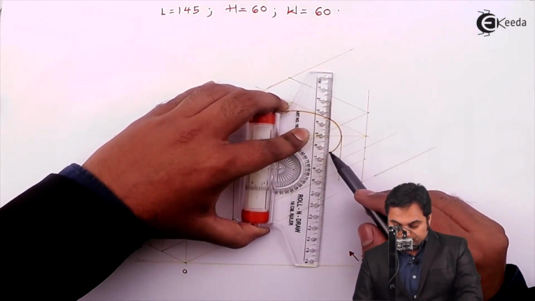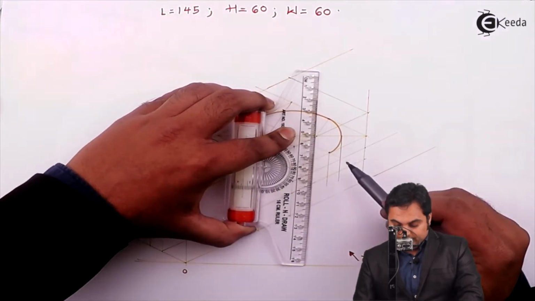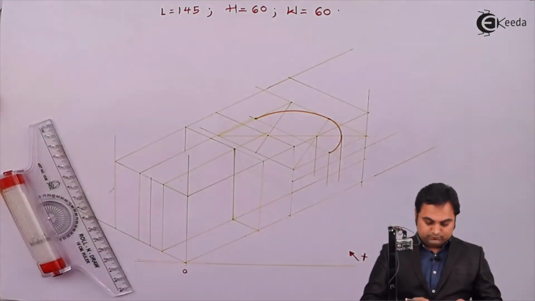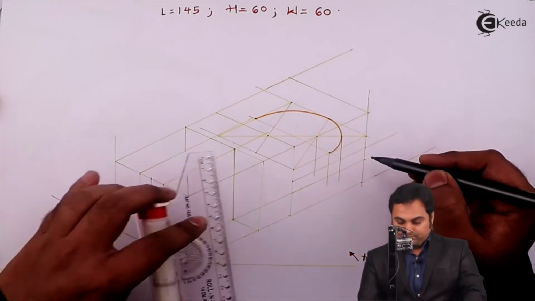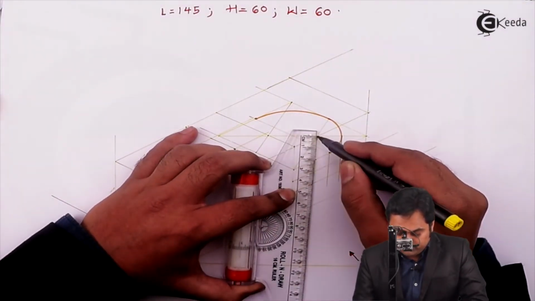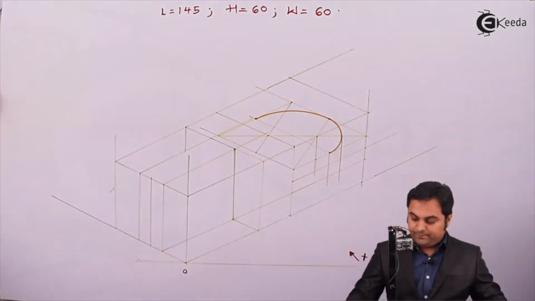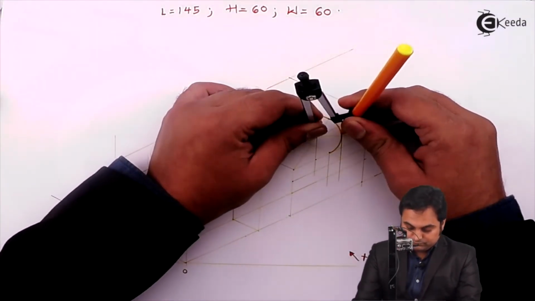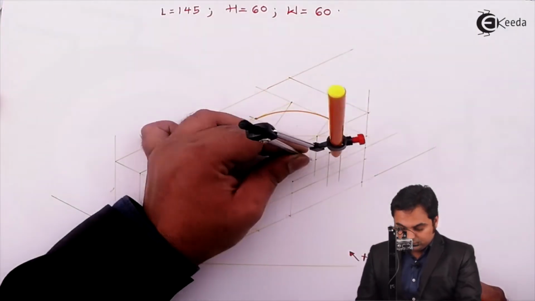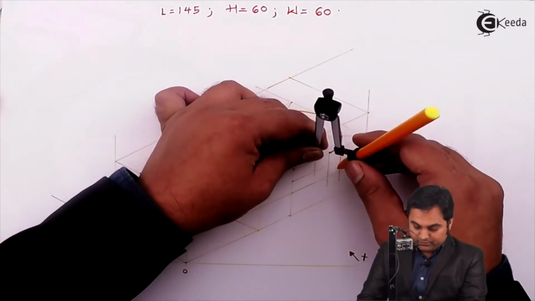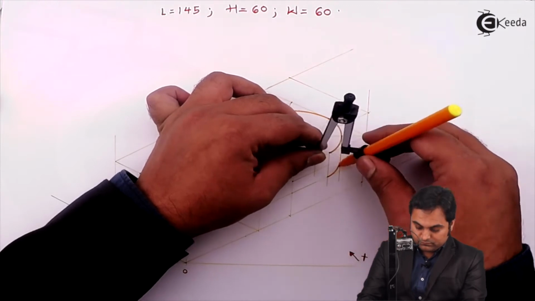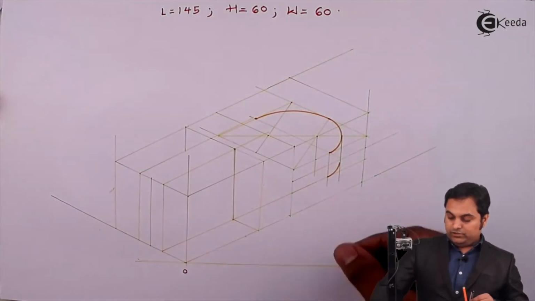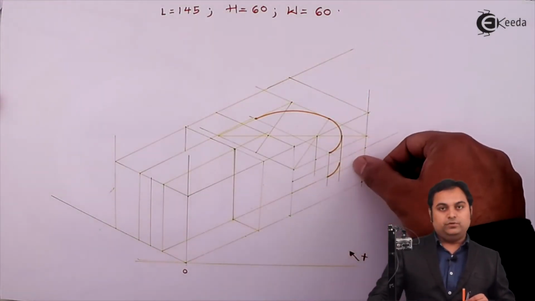Next is this midpoint, and then the center which I had used. It is going down by 20 mm. So from this point I am marking 20 mm. Now taking the same radius, the center is shifted 20 mm below, drawing a light arc. Now only this much portion of the semicircle would be seen.